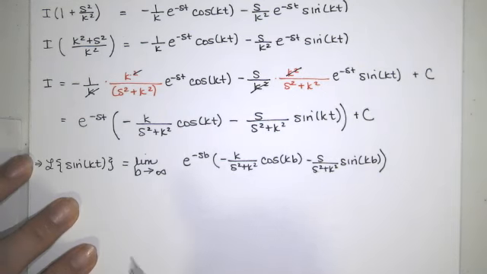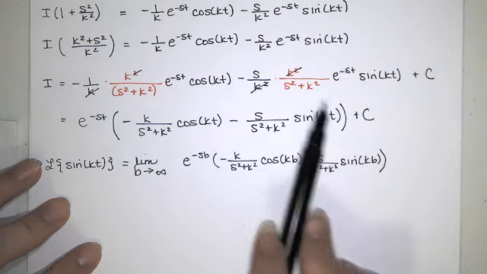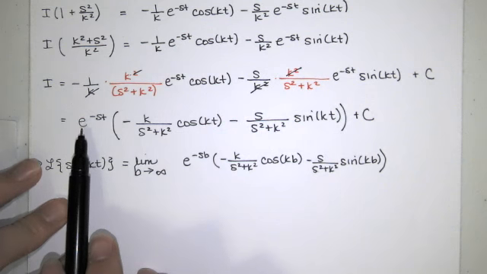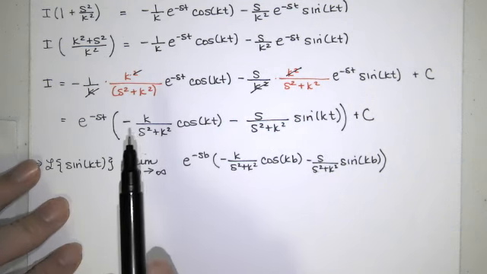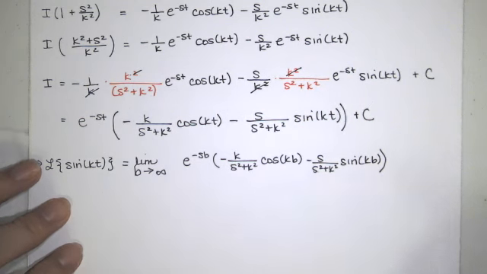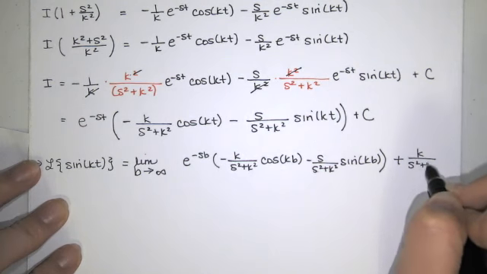And then when t equals 0, I will substitute 0 and this will be 0. So this guy will be gone. And then I'll have cosine of 0, which is 1. And then I'll have an e to the 0, which is also 1. So I'm just going to end up subtracting a negative k over s squared plus k squared. So it's going to be adding k over s squared plus k squared.